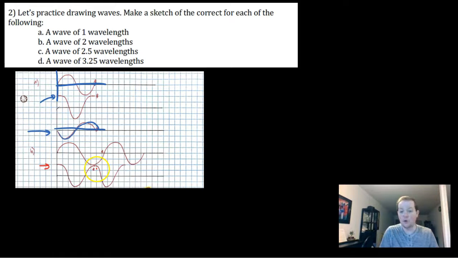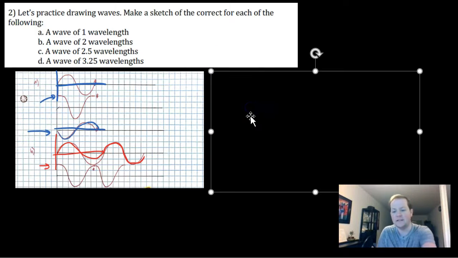Here's another crest 1, another crest 2. Here is 2 wavelengths. Again, if I'm looking at my equilibrium line, I could start here and go a hill and a valley. There's one. Hill and a valley, there's two. So again, a couple different ways you could draw two wavelengths.